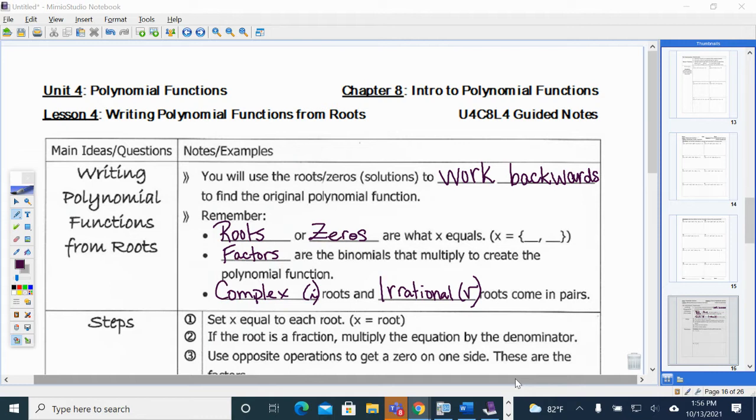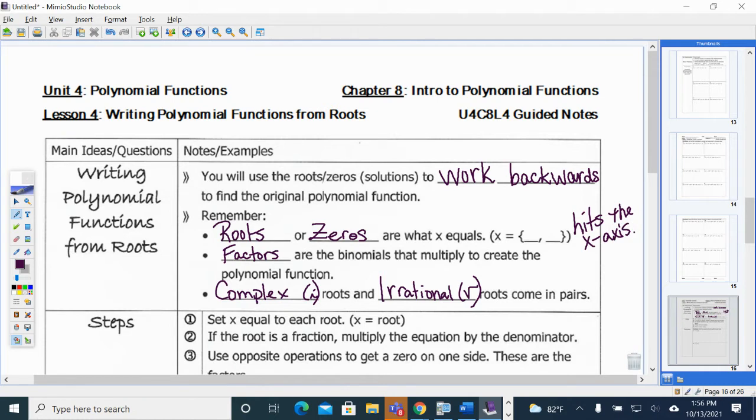So the bullets here, writing polynomial functions from your roots: you will use the roots or the zeros, which were the solutions, to work backwards to find the original polynomial function that has those solutions. Remember that your roots or zeros are what x is equal to. Those are the points where the function hits the x-axis. Okay, so those are our actual answers where it hits the x-axis.